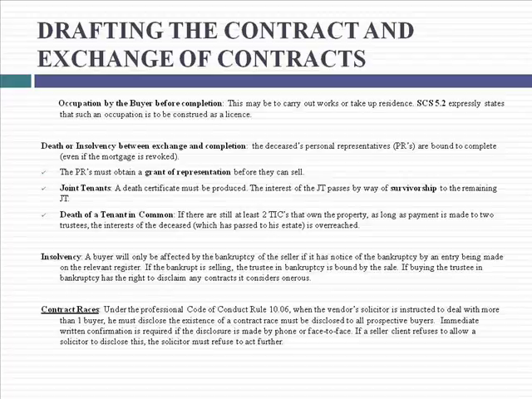Death of a tenant in common. If there are still at least two trustees that own the property, as long as payment is made to two trustees, the interest of the deceased, which has passed to his estate, is overreached.